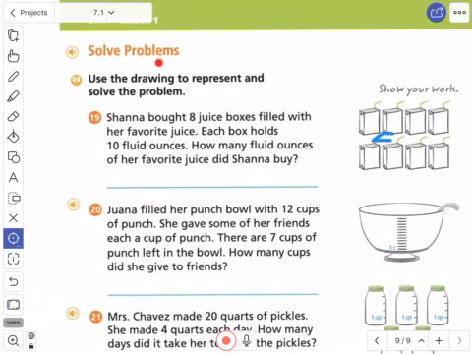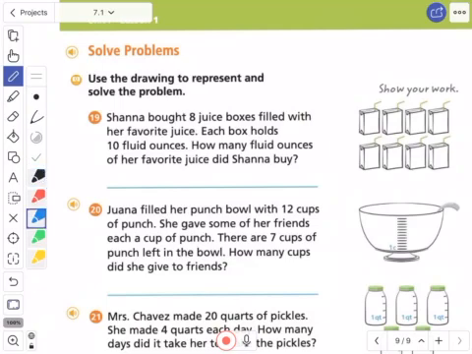So it says, solve the problems. Use the drawing to represent and solve the problem. Shanna bought 8 boxes of juice filled with her favorite juice. Each box holds 10 fluid ounces. How many fluid ounces of her favorite juice did Shanna buy? So you have to think, is this multiplication? Is this addition, subtraction, multiplication, or division?